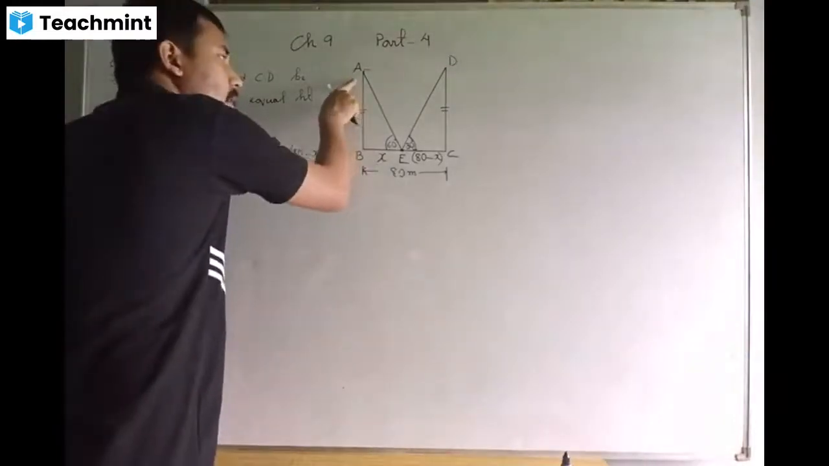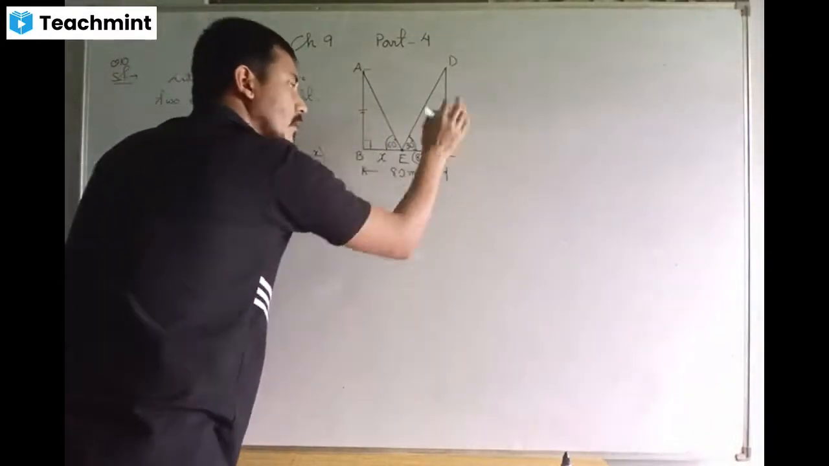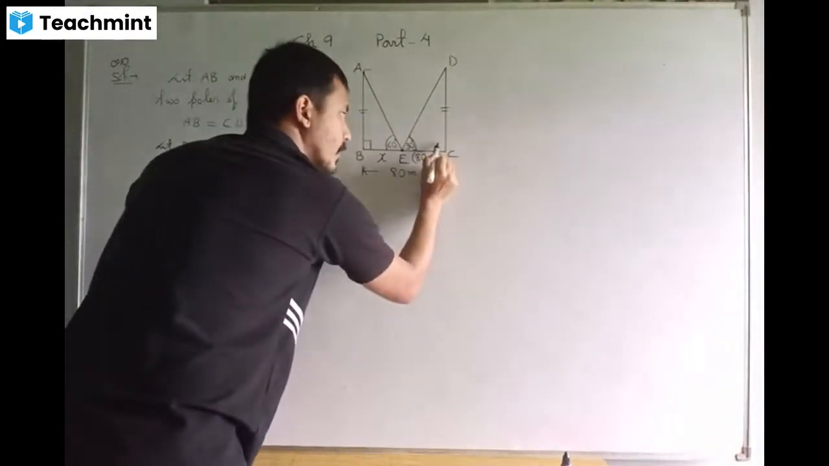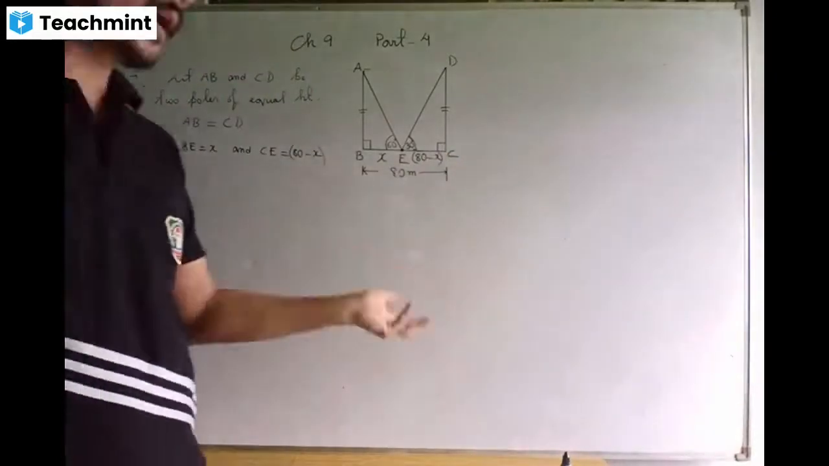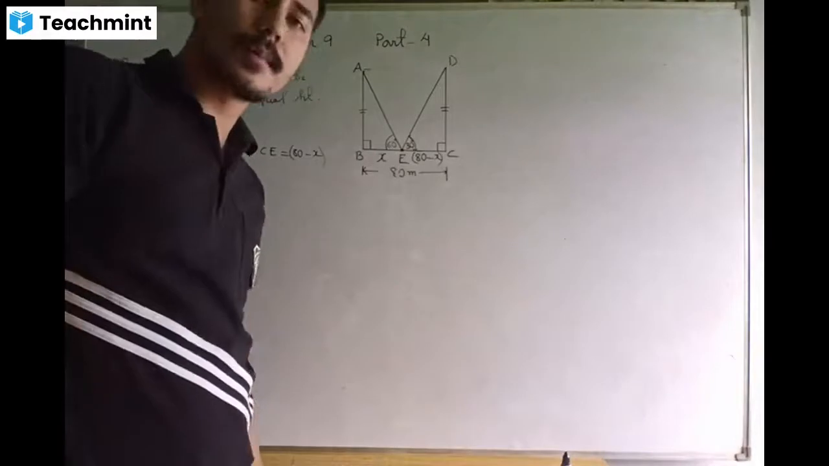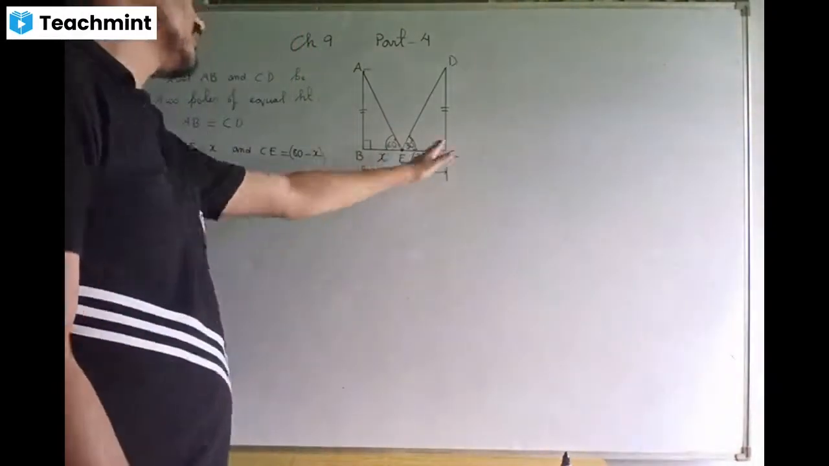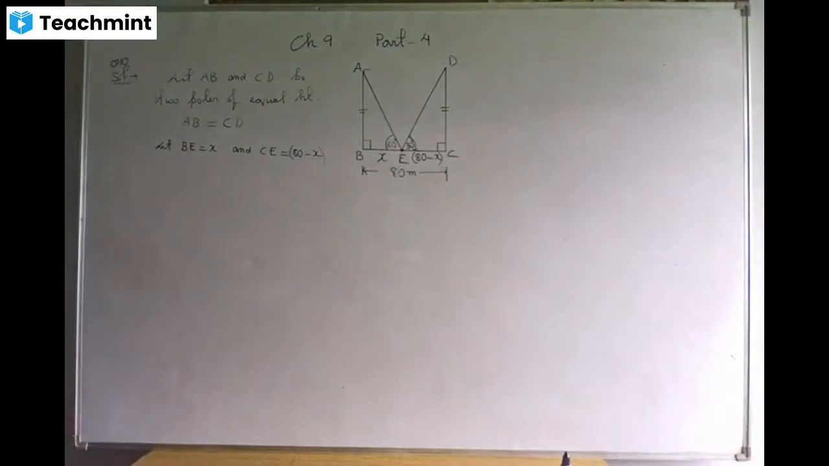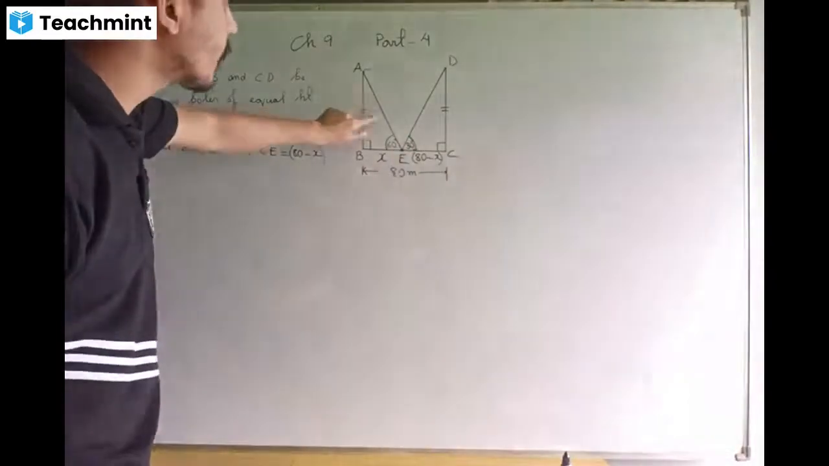We know that a pole always stands perpendicular to the ground. Poles, a tree, a tower, a building, they always stand perpendicular to the ground, so that is how I've drawn the perpendicular. So there are two right triangles, and we can start with any one of them.